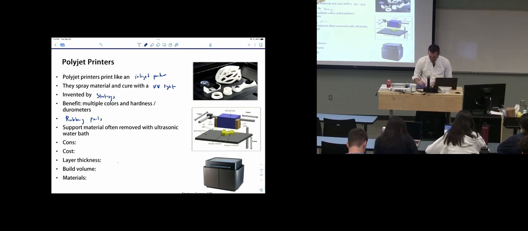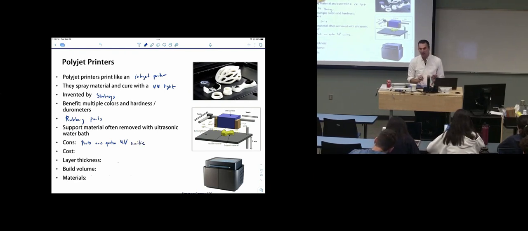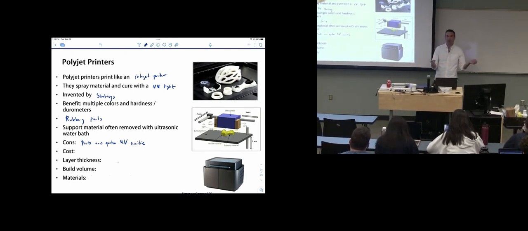Cons. Their parts are quite UV sensitive. So parts that are UV sensitive are going to slowly get more and more brittle over time, and eventually you can't use them anymore. So in my mind, that's the major con of this: it produces parts that get more and more brittle each day, and then they break. I don't think this is a great material. The functionality of doing the different durometers is really cool.